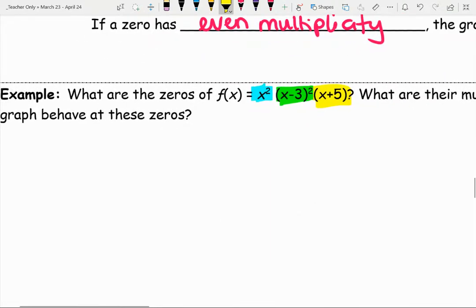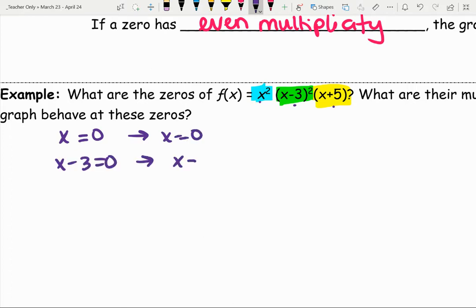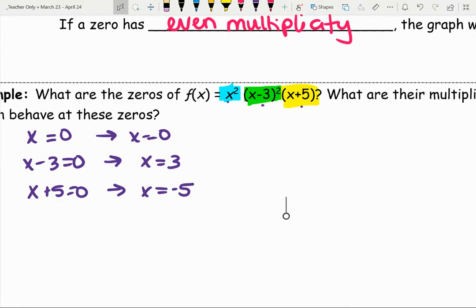So the first thing I'm going to do is identify those zeros, again, by setting each of these factors equal to 0. So x equals 0. x minus 3 equal to 0 means that x is equal to positive 3. And if x plus 5 is set equal to 0, then x is equal to negative 5 there. So I've got my zeros. That's great. Now I want to know what the multiplicity is.